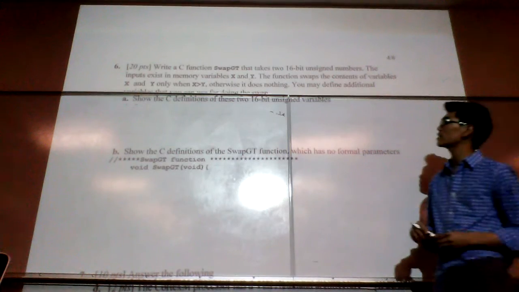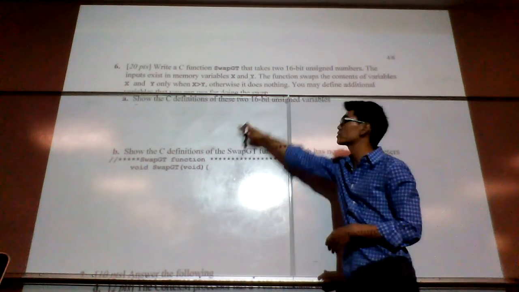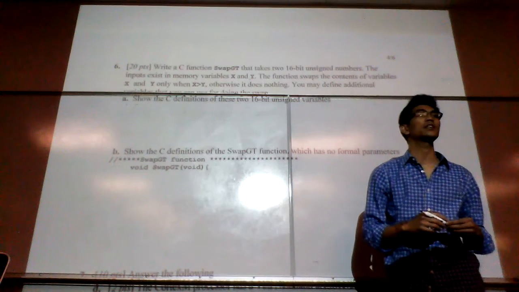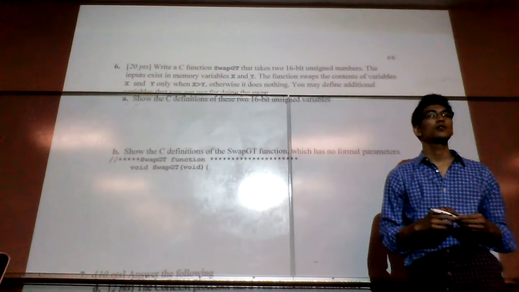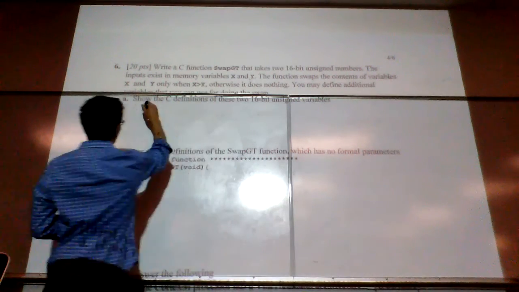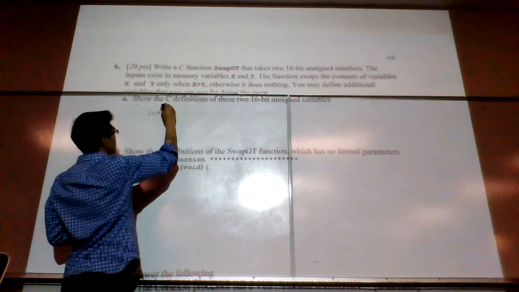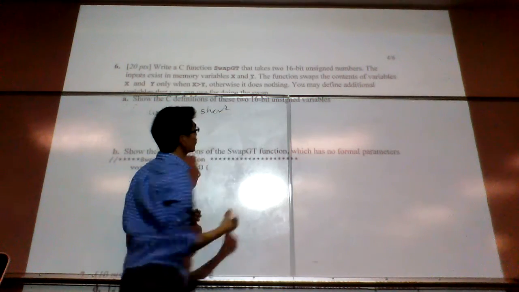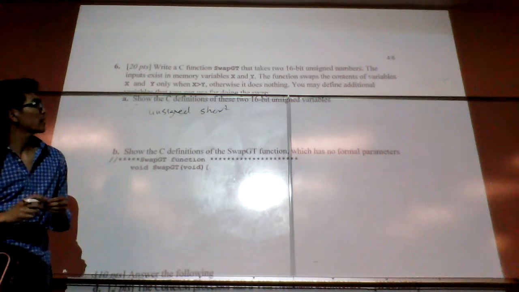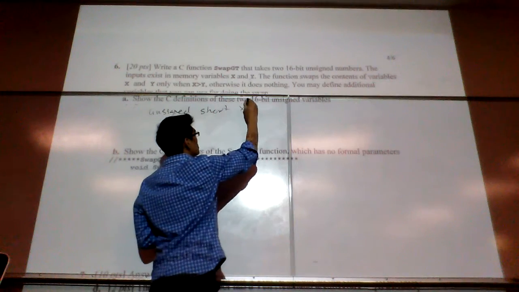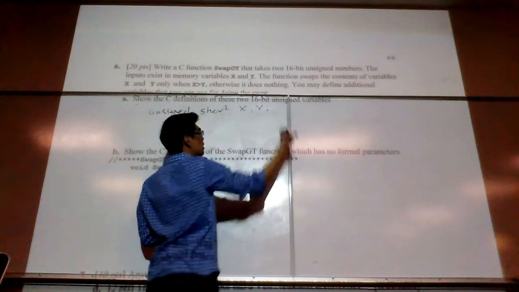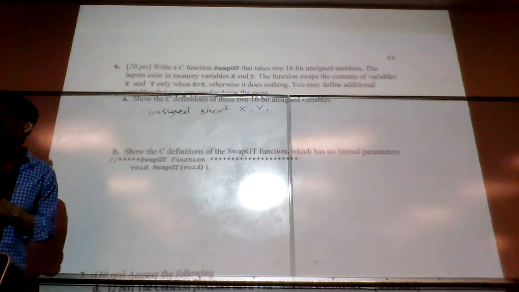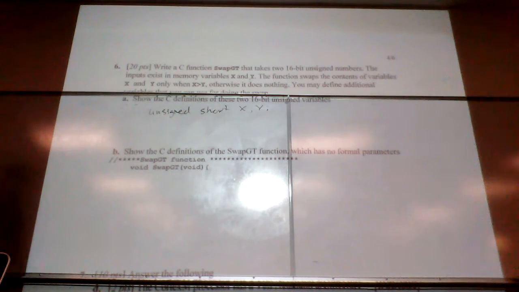So, show the C definitions of two 16-bit unsigned variables. What's a 16-bit value in C? A short, right? So how do I declare an unsigned short? Unsigned short. What do I want? I want x and y, right? So I would just do x, comma y, right? Does everyone understand that? That makes sense, everyone?